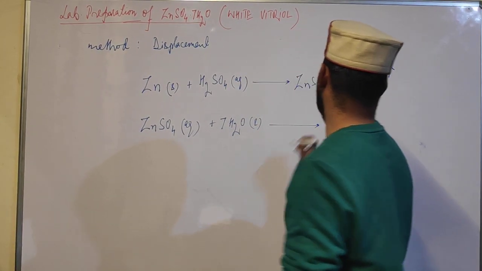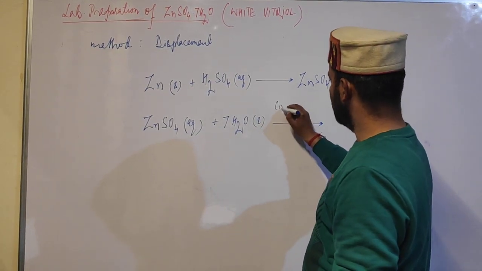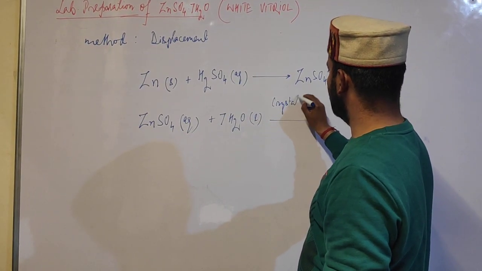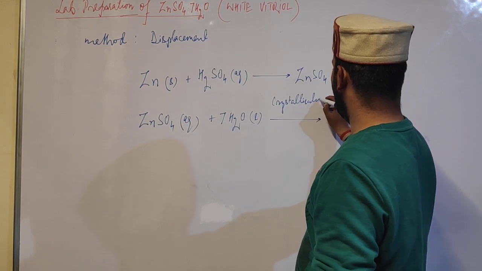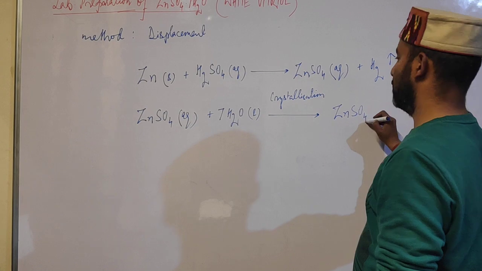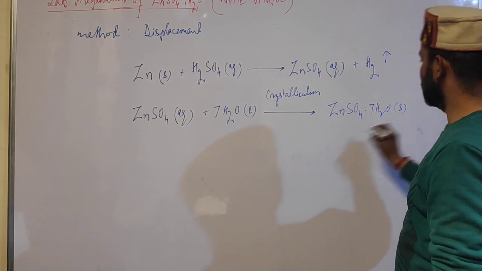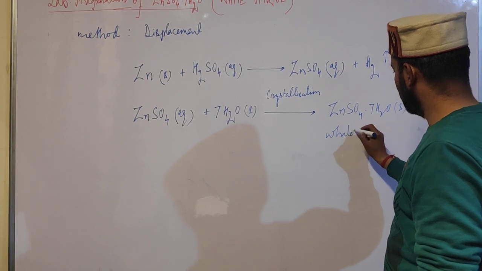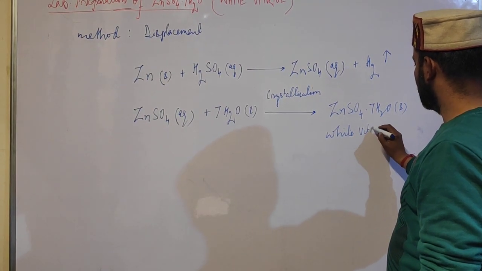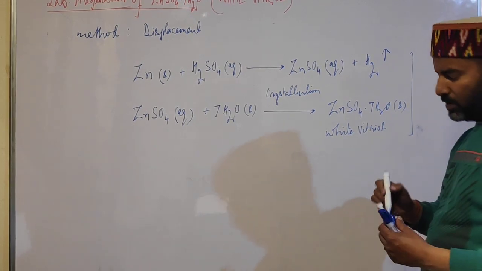zinc sulfate crystals absorb a certain quantity of water. So this process is called crystallization, and we get zinc sulfate 7H2O solid, and this is called white vitriol. So this is the chemical equation for preparation of zinc sulfate.